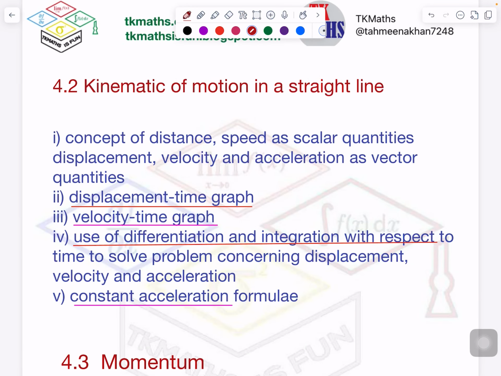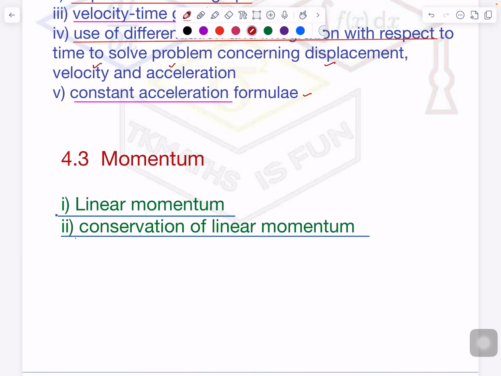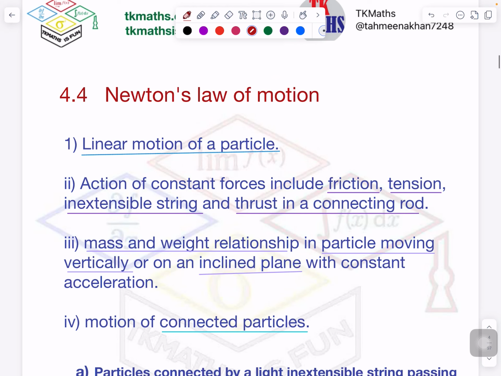Then second topic, which is kinematics of motion in a straight line, the concepts which will be covered are distance, speed, scalar quantities, and displacement, velocity and acceleration as vector quantities. Then we will study displacement time graph, velocity time graph, and then differentiation and integration with respect to displacement, velocity and acceleration. And then constant acceleration formulae. Then in momentum, these are the two concepts which are studied: linear momentum, conservation of linear momentum.